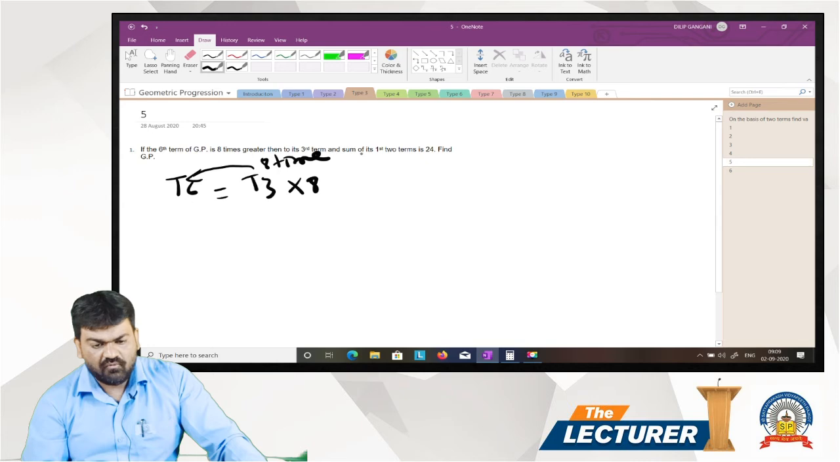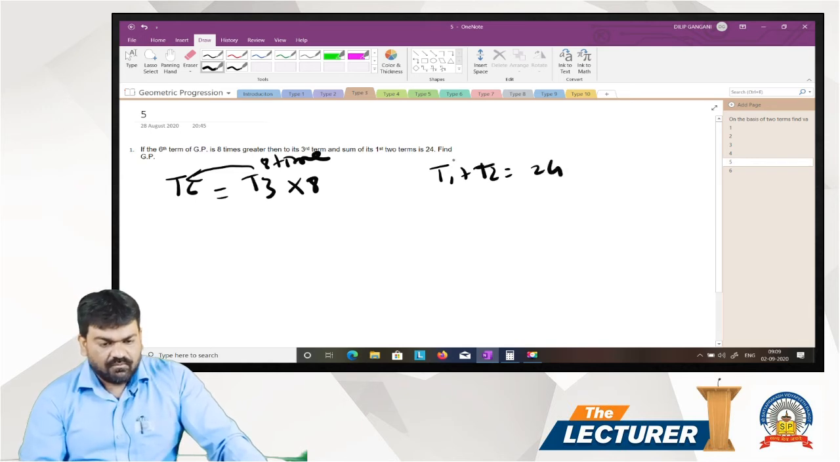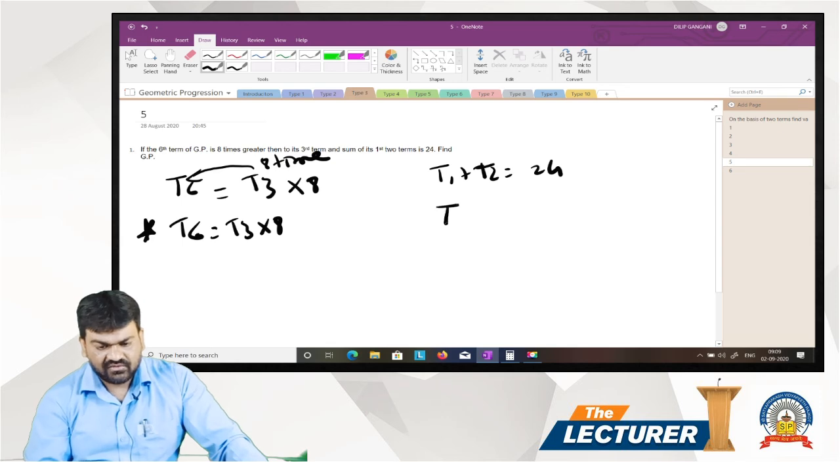And the sum of its first two terms, that is T1 plus T2, is equal to 24. Find GP. Here one relation is given, T6 is equal to T3 multiplied by 8. Second relation, T1 plus T2 is equal to 24.